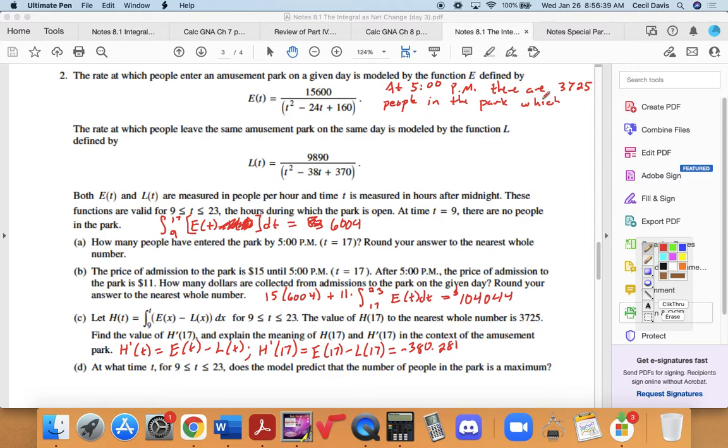Which is changing, or I guess it should say decreasing, at a rate of 380.281 people per hour. You don't want to make that one a whole number. Nope, it's a rate. Rates don't need to be whole numbers.